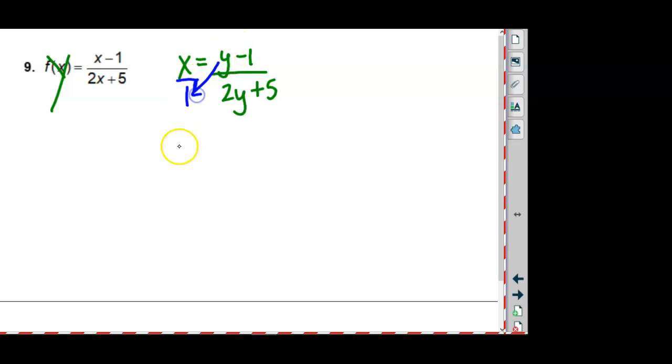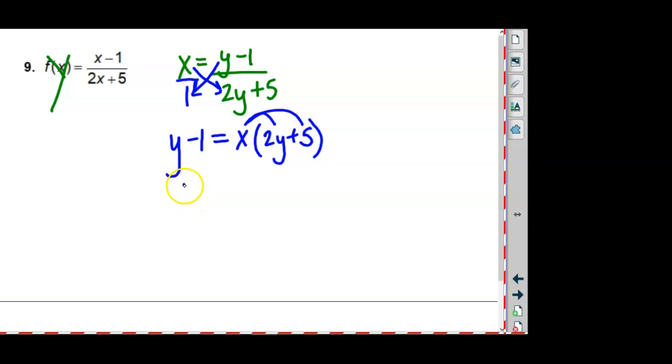So 1 times y minus 1 is just y minus 1. It doesn't matter which way you go first. I could have put this on the left side and I would get the same answer. X times the quantity 2y plus 5. Now, when you get good at this, it's okay to distribute it all at once. I'm going to write it out for this example. But the next thing you're going to do is distribute over here, if you didn't already do that.